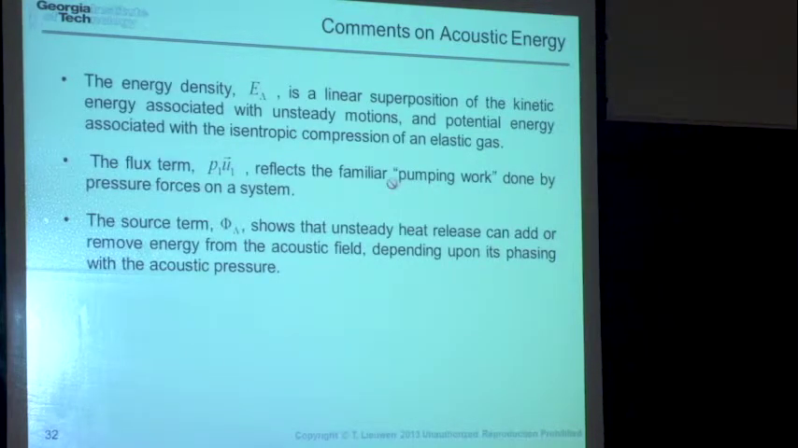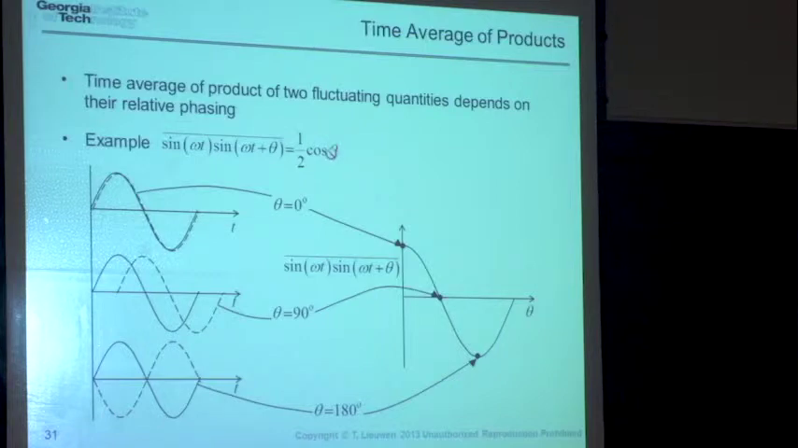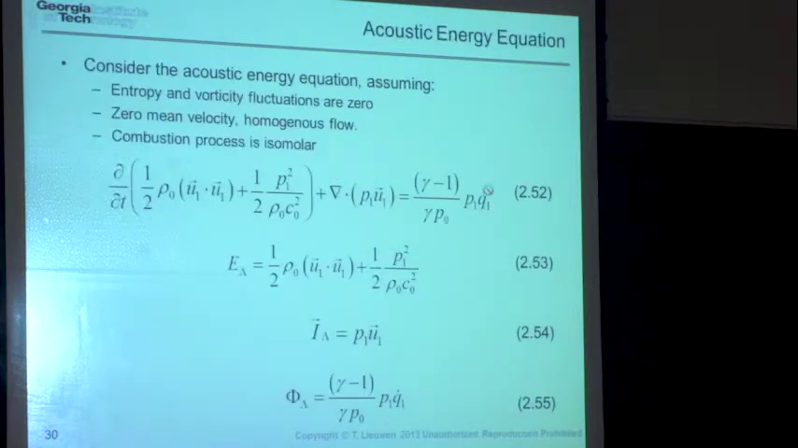So let me jump to this slide now, and I've already talked about these two bullets. But what that source term shows is that unsteady heat release can either add energy or it can remove energy from the acoustic field, and what matters is the phase with the acoustic pressure. Specifically, if the phase between the pressure and the heat release is 0, so they're both going up in time together, then that unsteady heat release is adding energy to the acoustic field. Therefore, the acoustic amplitude is going to be going up in time.